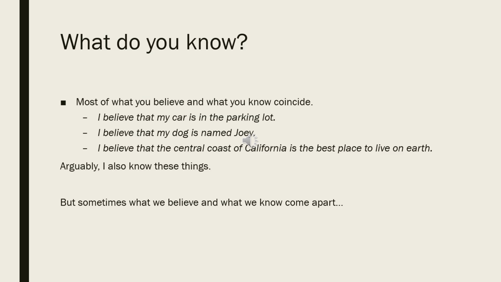What exactly do you think that you know? I mean, clearly most of what you believe and what you know coincide, right? I believe that my car is in the parking lot outside, and I know that my car is in the parking lot outside. I believe that my dog is named Joey, and I know that my dog is named Joey. I believe that the Central Coast of California is the best place to live on Earth, and I know that the Central Coast of California is the best place to live on Earth. But sometimes what we believe and what we know come apart.